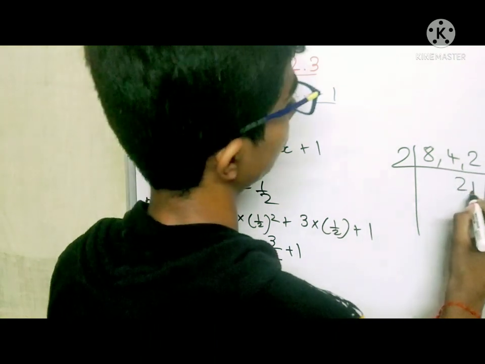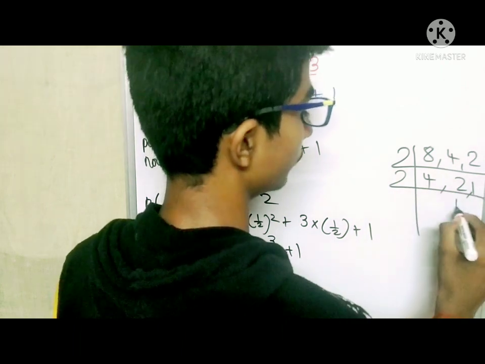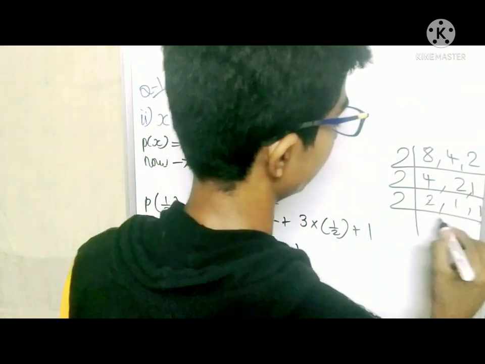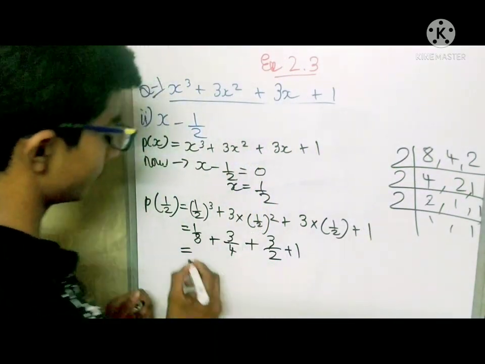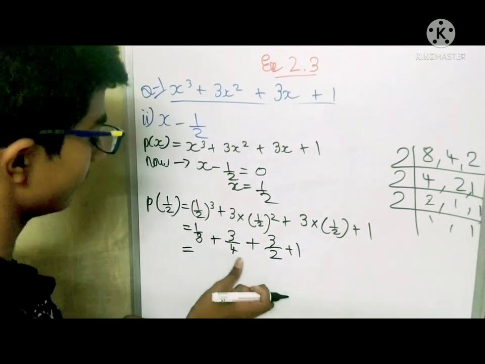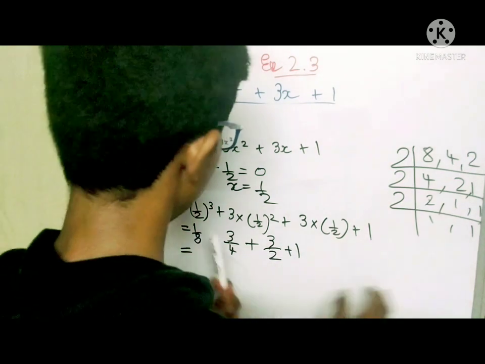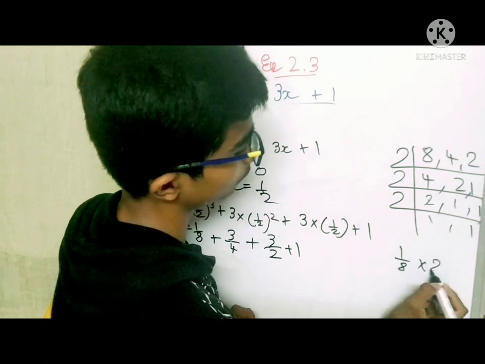So 2 ones are 2, 2 twos are 4, and 2 fours are 8. Here again 2 ones are 2 and 2 twos are 4. Here again 2 is there, 1, 1, 1. So 2 twos are 4, 4 twos are 8. So we are going to multiply 8 with this whole, means 1 upon 8 into 8.